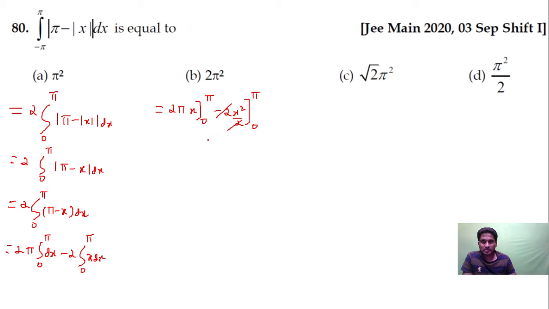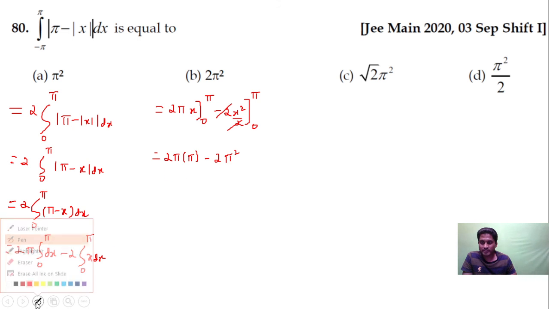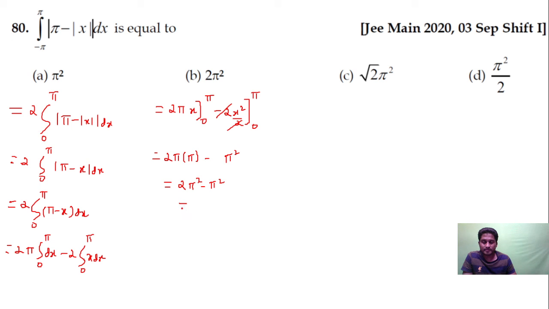Okay, this 2 will cancel. 2 pi, upper limit minus lower limit is pi only, and then this is pi square. So this will be equal to 2 pi square minus pi square, which is equal to pi square. Alright, the answer is option A.